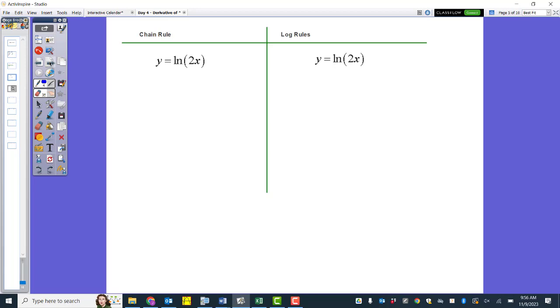So for example, this one, we can do a chain rule by just doing the derivative of the outside, 1 over 2x, times the derivative of the inside, which is just 2. And that'll give us 1 over x. No log rules needed. We just get our chain rule and get our answer. For this one, we can separate it using log rules to say this is y equals natural log of 2 plus natural log of x, and then take our derivative. Natural log of 2 is a constant. Derivative of a constant is 0.